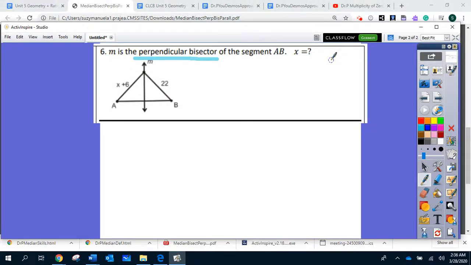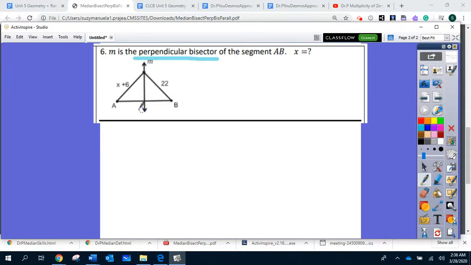Hi guys, today we will discuss a problem that contains the keyword perpendicular bisector, and we hope to get some skills. So the line M is given as a perpendicular bisector of the segment AB. Let's see what it's all about.